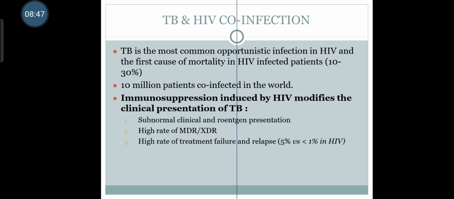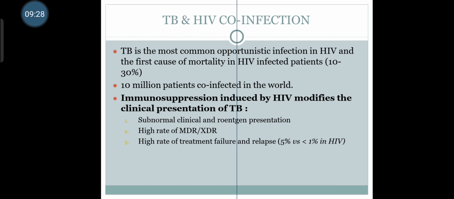Now tuberculosis and co-infections. As we have already studied in tuberculosis, the persons who are mostly affected by tuberculosis are the HIV patients, because in HIV patients the immunity becomes so low that they are more prone to get tuberculosis infection. Tuberculosis is the most opportunistic infection in HIV patients, and the first cause of mortality in HIV infected persons, that is, 10 to 30% of the patients suffering from HIV plus tuberculosis die.